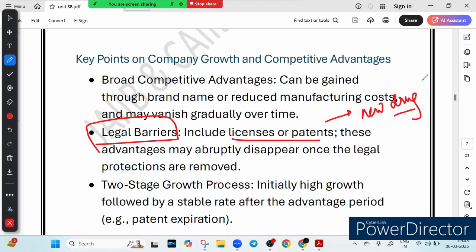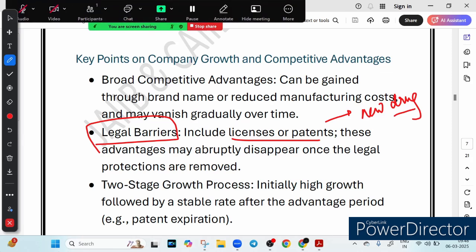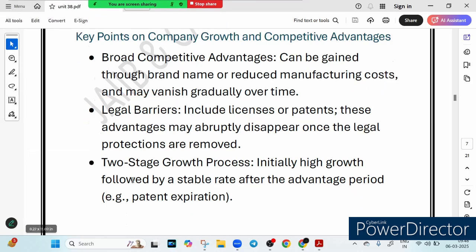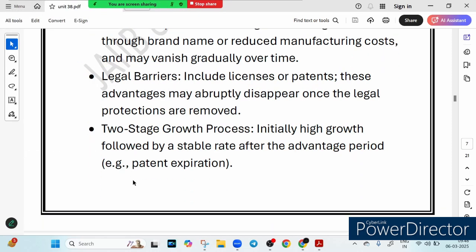Once a competitor can copy it, price drops and growth slows down. So what we learned is that legal advantage can disappear overnight. So a company must plan for life after exclusivity, right? Now there is something called the two-stage growth process. What is the meaning of this two-stage growth process? So business follow a two-stage growth journey.